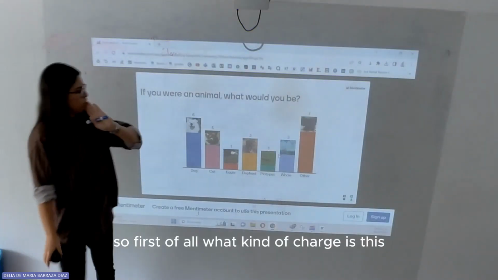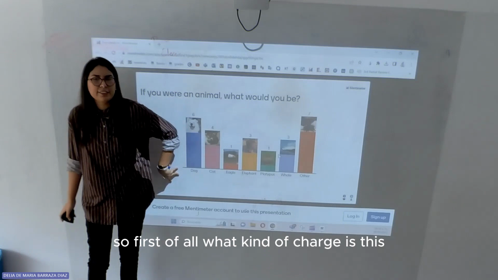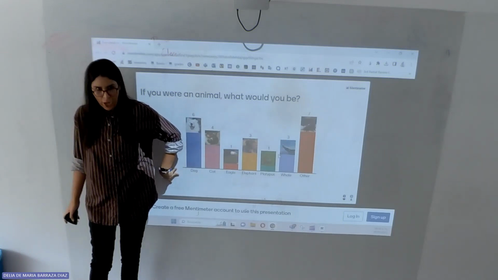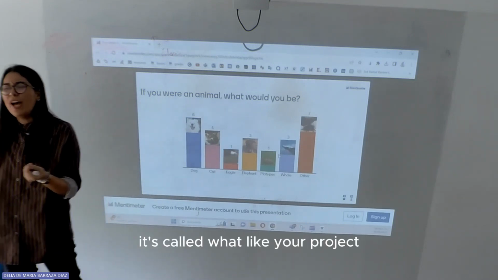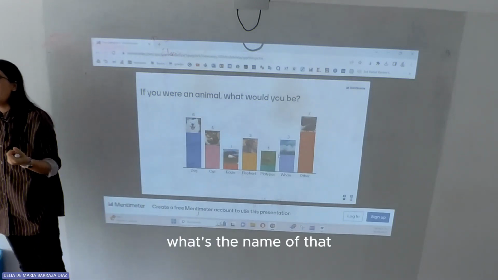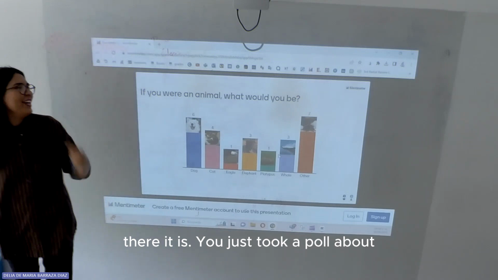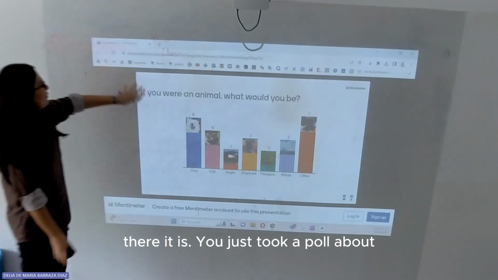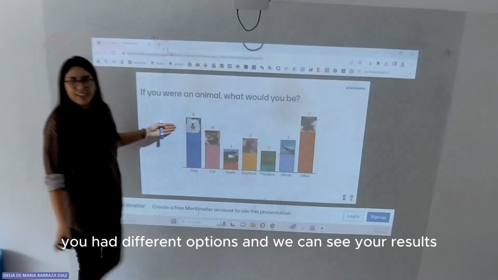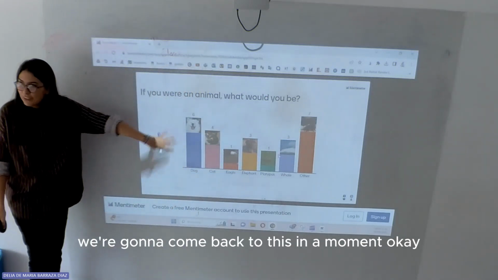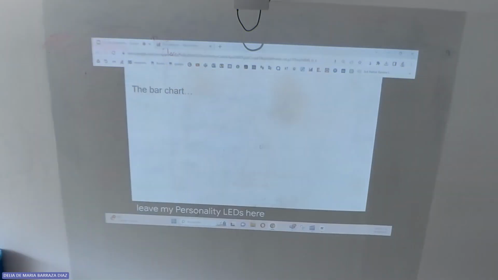So first of all, what kind of chart is this? A bar chart. Yes. And what you just did, it's called what? Like your project. What's the name of that? Poll. A poll. There it is. You took a poll. But you were an animal. What would you be? You had different options, and we can see your results. We're gonna come back to this in a moment. Okay?